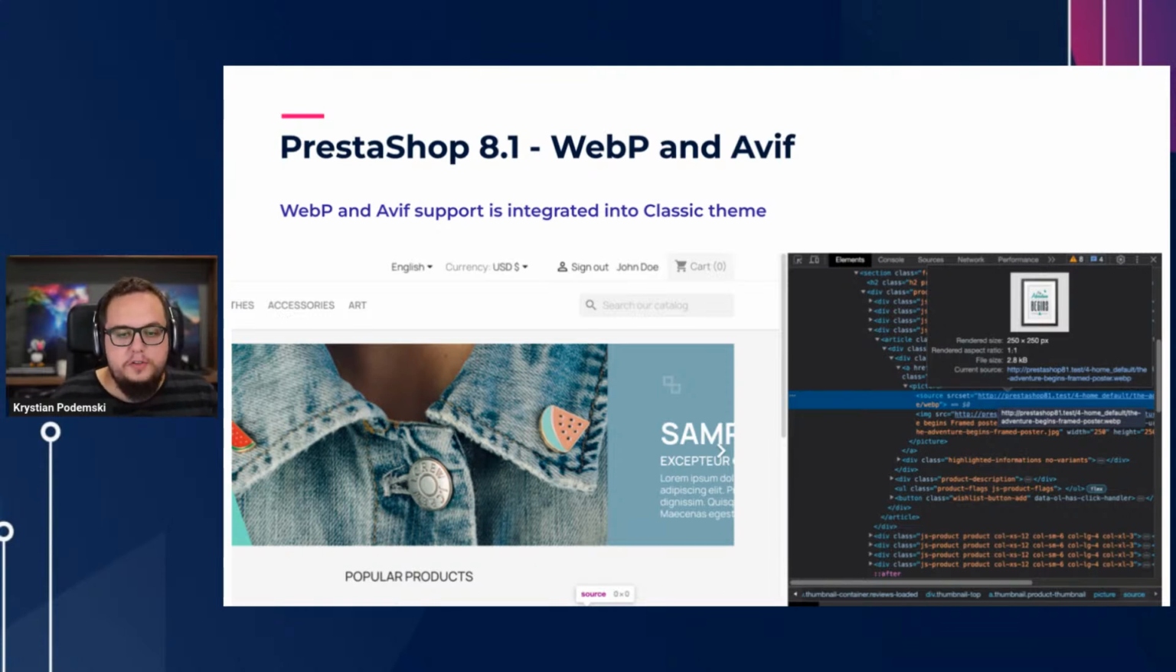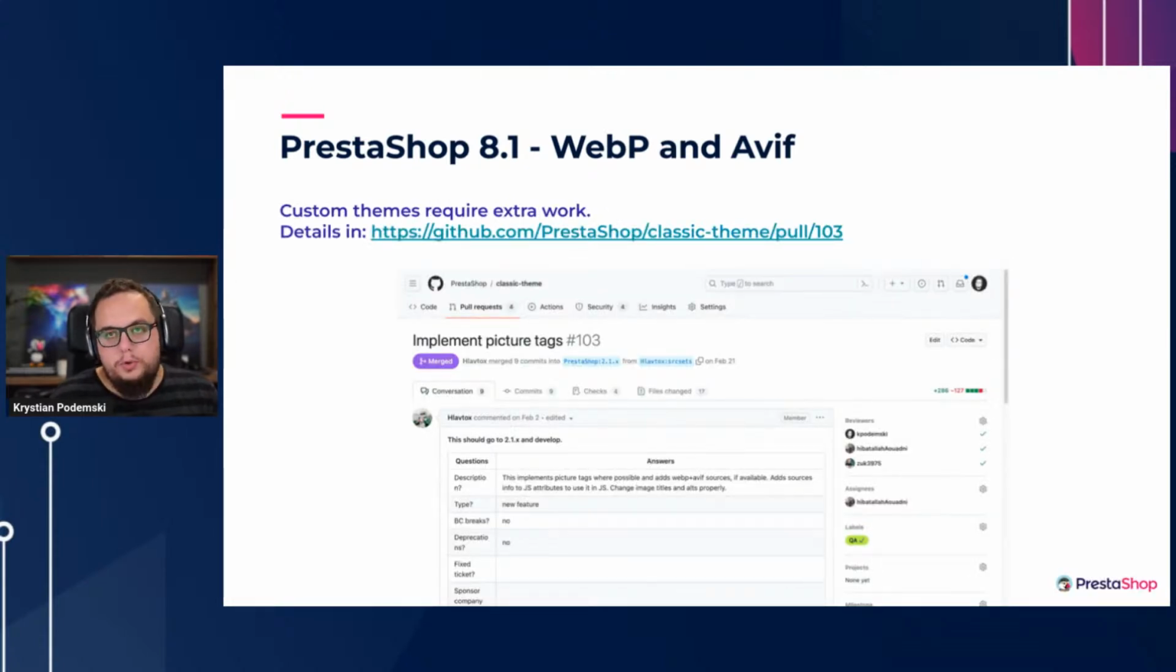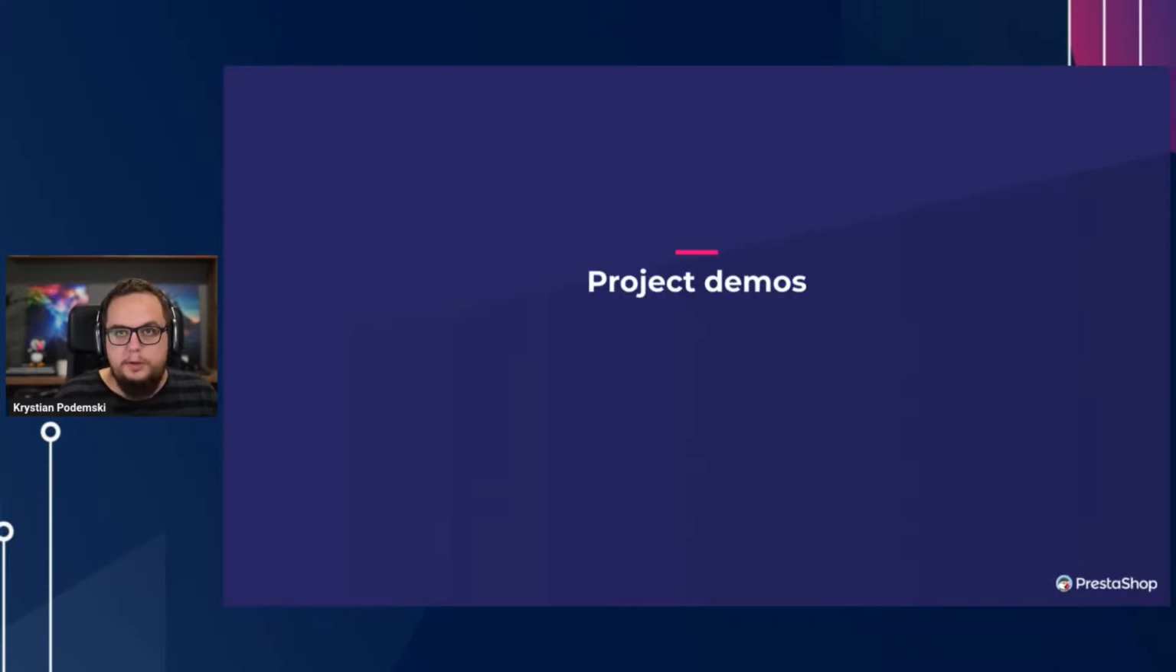All the product images have to be adjusted to work perfectly with this new image format system, and it works fine with classic. But if you are an author of a custom theme, or if you use a custom theme and you upgrade from one version of PrestaShop to 8.1, you won't see WebP or Avif images work automatically from the beginning. The theme author or you have to adapt to the new image format system. The good thing is that this system is fully backward compatible. So even if you don't upgrade your theme, you just don't have the possibility to use the new feature, but everything else will work fine. I will show you how it works in detail in a moment. And now let's move to the project demos.